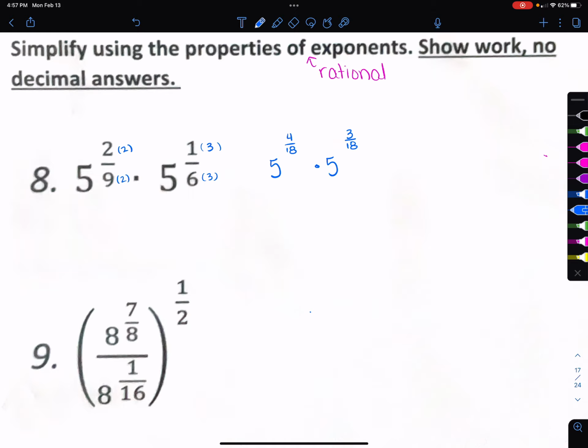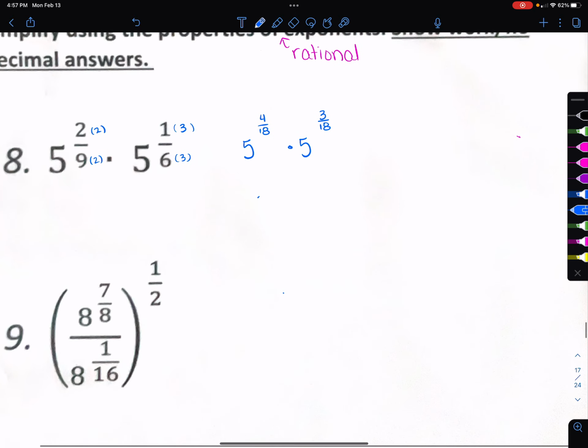Now I want to note something here. I didn't write this way. This here would be incorrect. Okay, the 4/18 is the exponent. 3/18 is the exponent. So when we have these ones here, now I can keep the base and I can add the exponents. So I will have 5 to the 7/18.